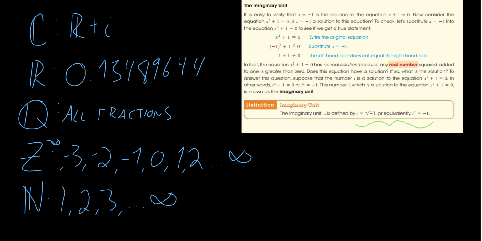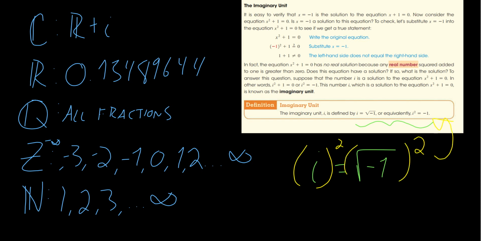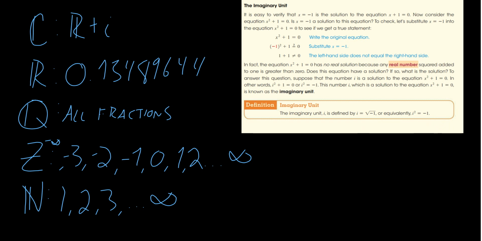If we have i is equal to the square root of -1, and if we square both sides, we do indeed get i squared is equal to -1. So that's why we write "or equivalently." This is something that you've seen before, imaginary numbers, but we are going to go over it today.